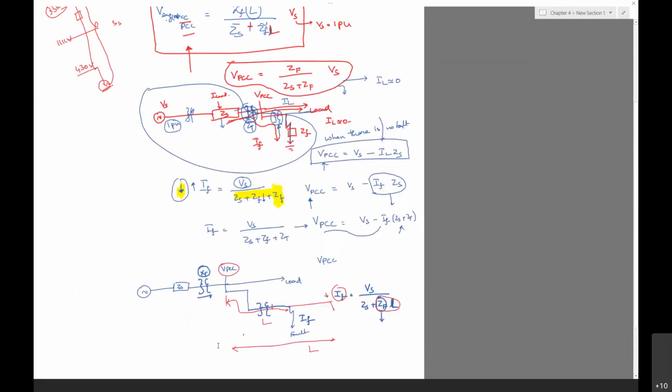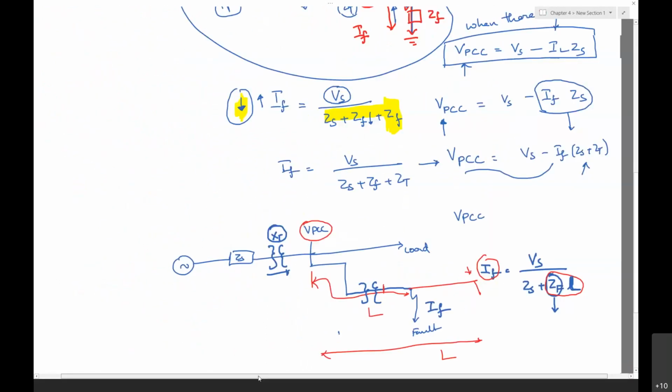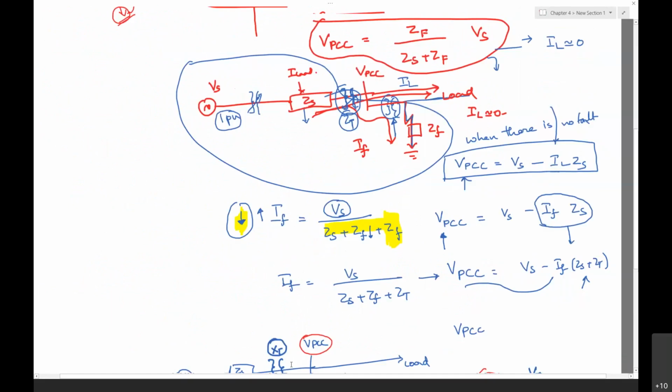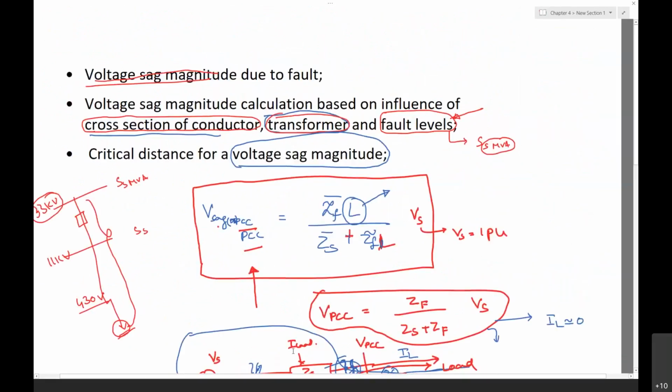In the last class, we have seen the voltage sag magnitude calculation based on the influence of the fault location. And then this critical distance of a voltage sag magnitude, especially this particular critical distance.